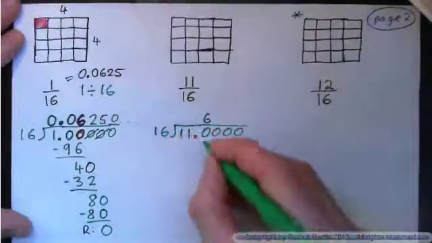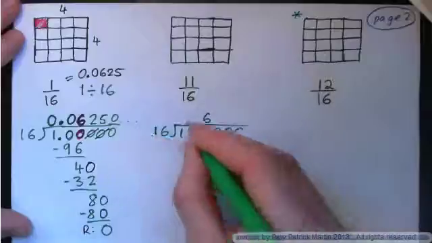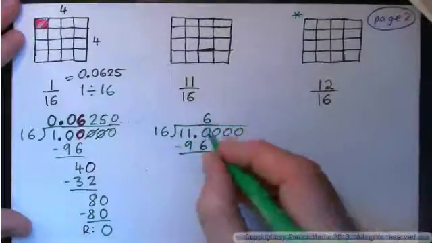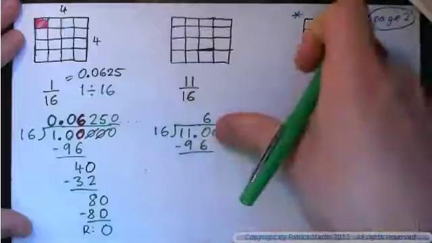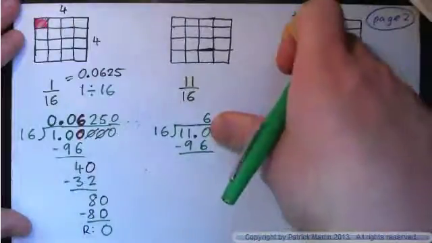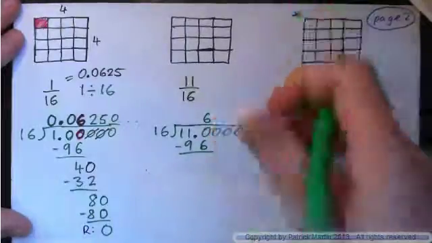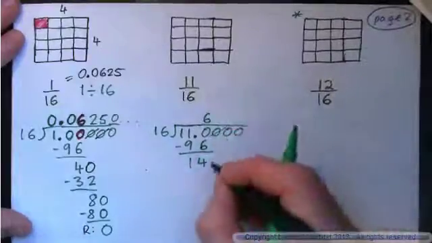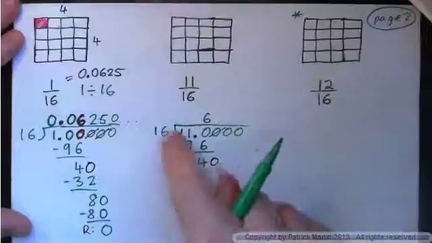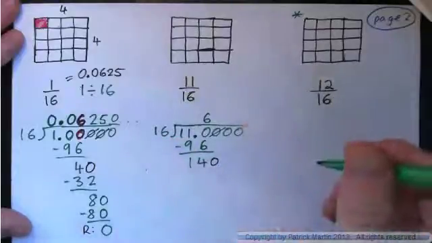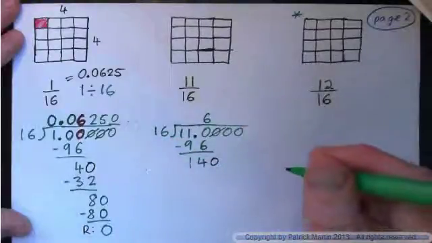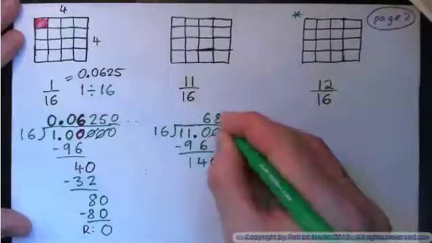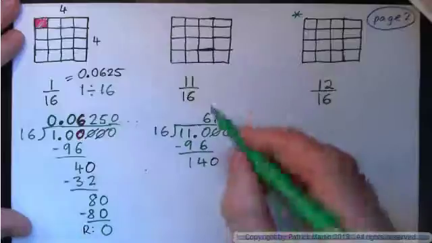6 times 6 is 36, carry the 3. 6 times 1 is 6, and 3 is 9. 110 minus 96 is 14. And cross off a 0 and bring that down. 16 into 140. I'm going to just guess 8 on that, see what happens. If it doesn't work out, I can always try again.